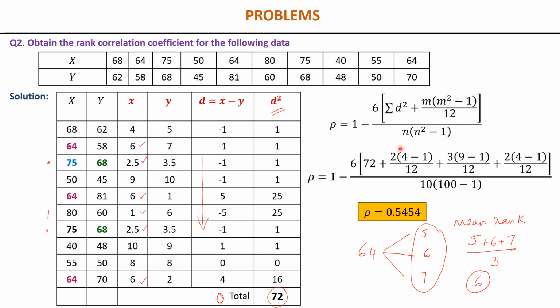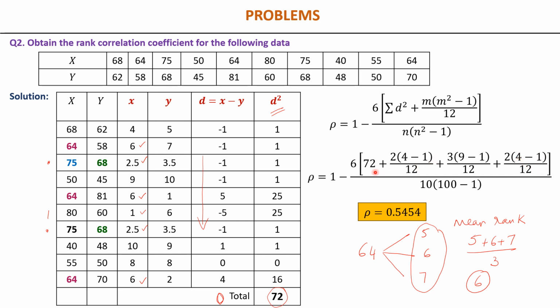So I take up the first one, where 75 is repeating twice. So I've written 2 into 4 minus 1 by 12. Then I see 64 is repeating thrice. So I write 3 into 3 square minus 1 by 12. And again, I see that 68 is repeating twice. Pertaining to that, I have another correction factor.